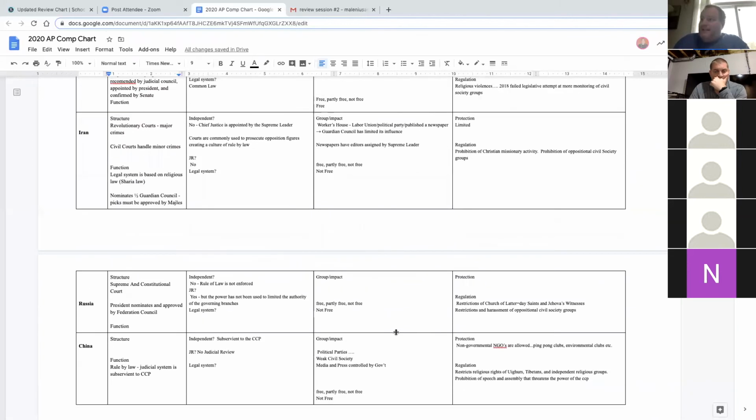In Russia, freedom of religion, ask the Jehovah's Witnesses how that's going. What's the other group that's discriminated against in Russia? Jehovah's Witnesses.